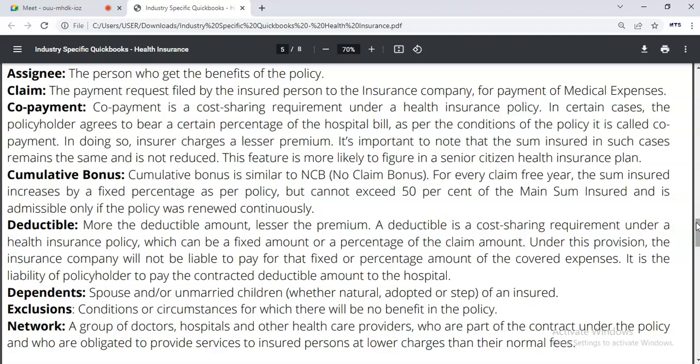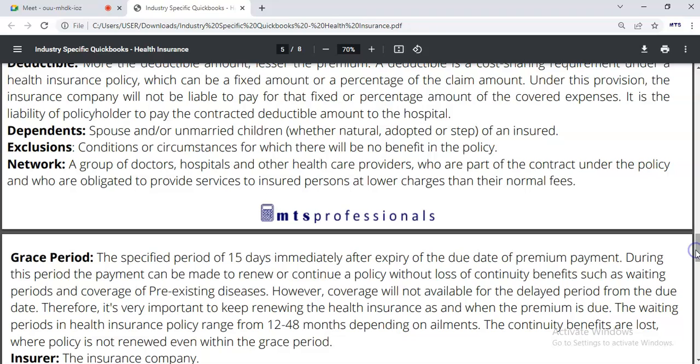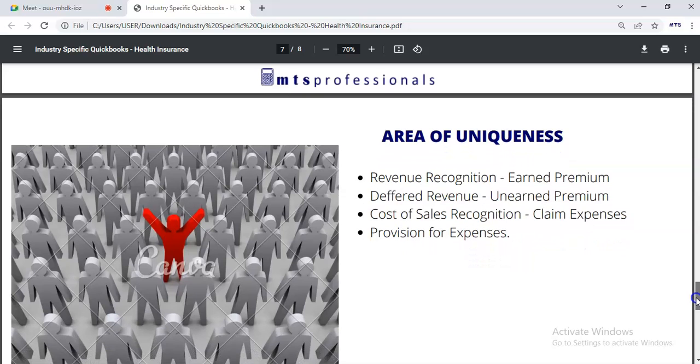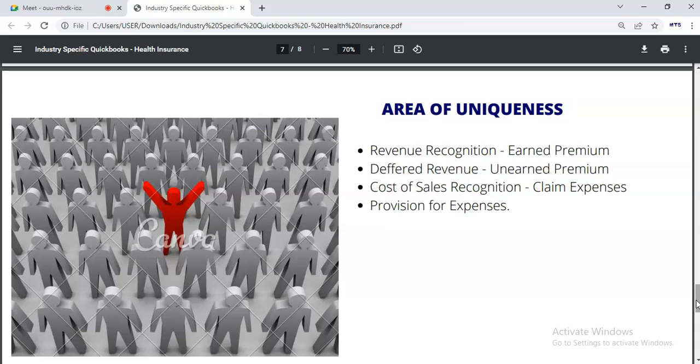All right, so we have the cumulative bonus, the deductible, the dependent, exclusions, and network. Network is just the group of all the healthcare providers, the group of hospitals that is registered with your HMO. Now, we also have the grace period, that is the days of grace. We have the insurer, long-term care policy, long-term disability insurance. We have the premium, which we know is the amount we pay on a monthly basis, either the individual or the corporate body, for getting this insurance service. And we also have the policy, which is a legal contract between the insurer and the insured. That is the document. All right. Now, that is about the brief terms for health insurance.